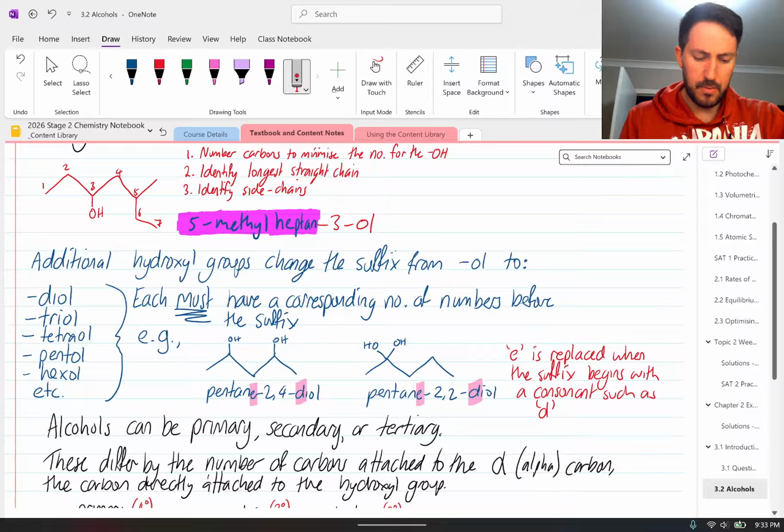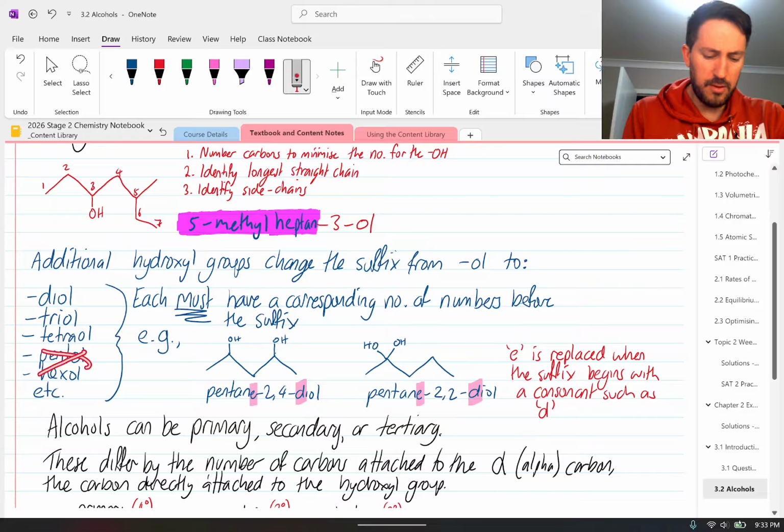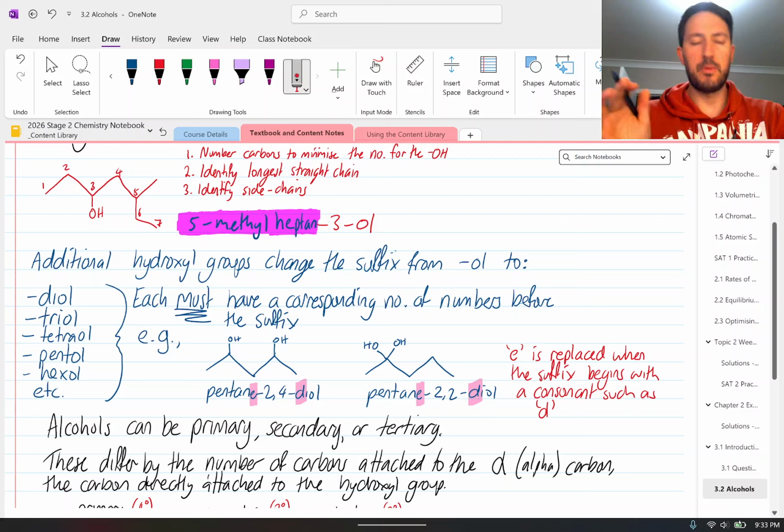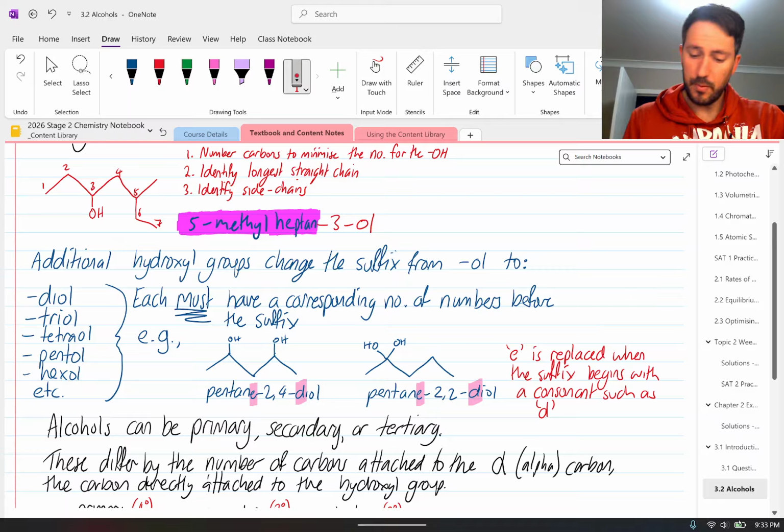Now, we are going to ignore these ones. First of all, now that I look at it, I'm not completely sure that my name is given there, but regardless, not a big deal. You won't be having to name anything with more than, at max probably, 3 alcohol groups.